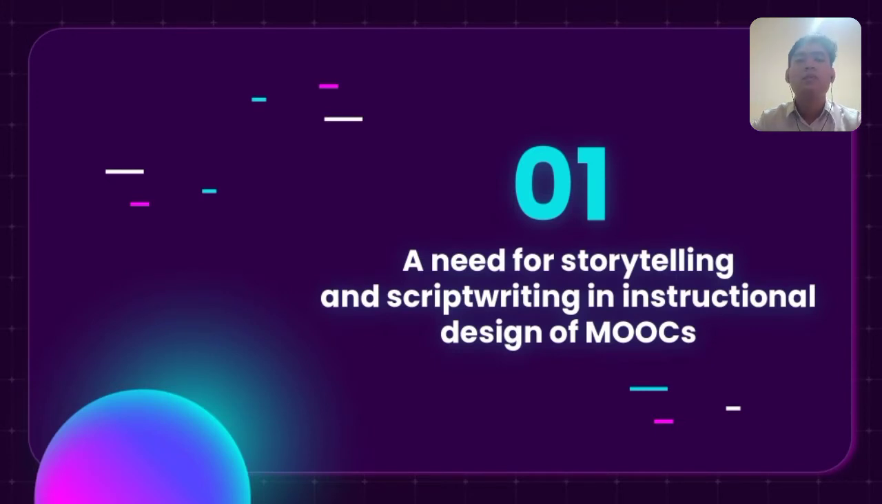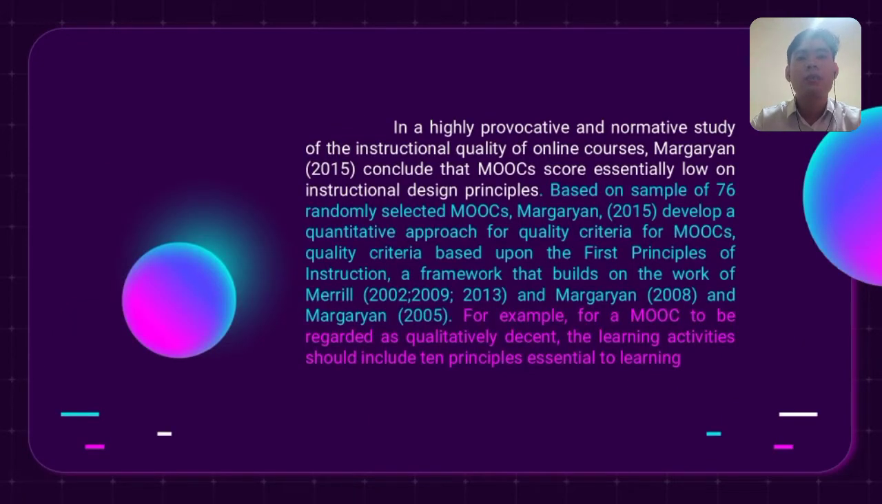Part 1. A need for storytelling and script writing in instructional design of MOOCs. In a highly provocative and normative study of the instructional quality of online courses, Margaryan et al. 2015 conclude that MOOCs score essentially low on instructional design principles. Based on a sample of 76 randomly selected MOOCs, Margaryan developed a quantitative approach for quality criteria of MOOCs.